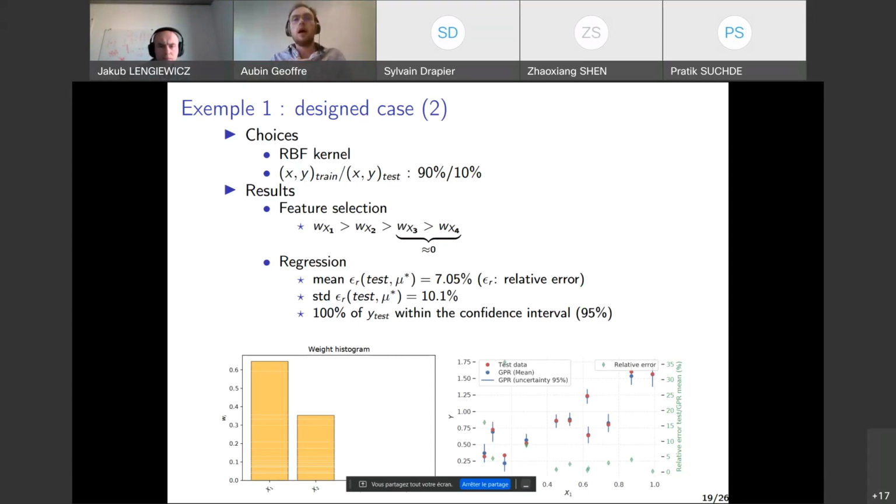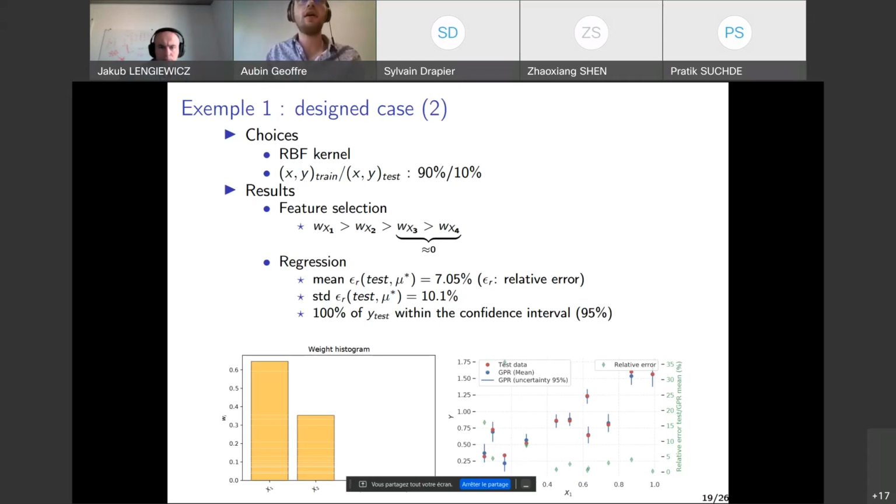So, considering the regression, we can predict the results with a low error. If we compare the test data to the mean of the Gaussian process regression, we have an error of around 7%, and all of the data lies within the confidence interval. So we can see here in this design case that we have a satisfactory result.